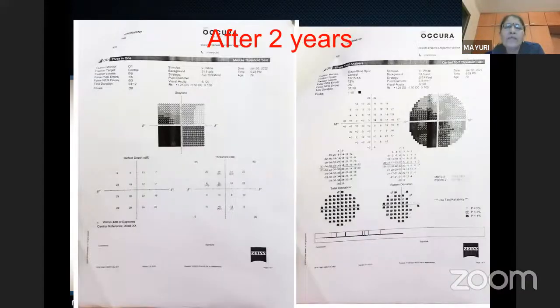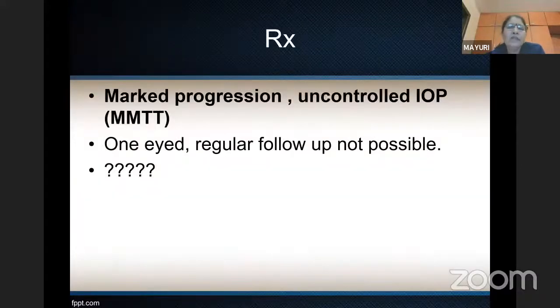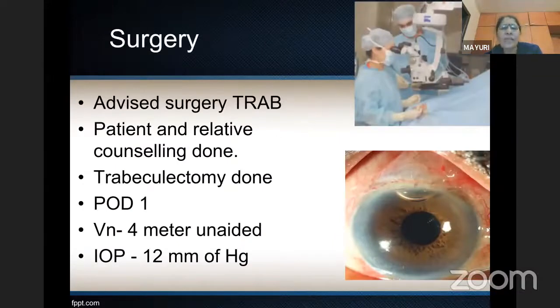And these are the perimetry reports, macula size 5 and 10-2 program, very, very little field. So marked progression, uncontrolled IOP on maximum medical therapy, one-eyed patient, regular follow-up not possible. So what to do? We suggested trabeculectomy again, with very high risk, and wipeout was explained. This time they were willing to undergo it.